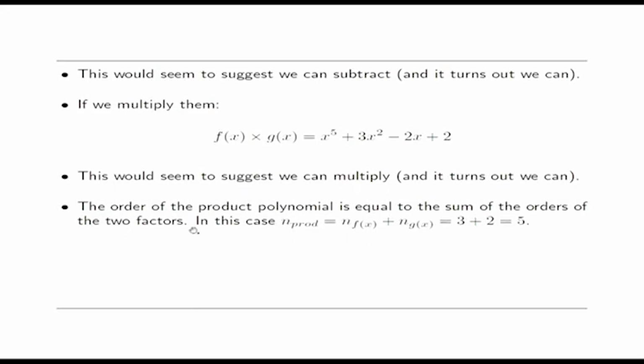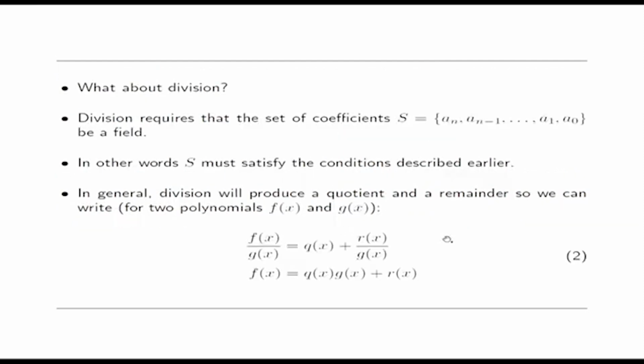So, the order or degree of the product polynomial is basically the sum of their degrees. Okay. So, now how to divide two polynomials? If you have two polynomials f(x) and g(x), suppose f(x) has higher degree and g(x) has lower degree. Now we want to divide f(x) by g(x). We know the real number division.